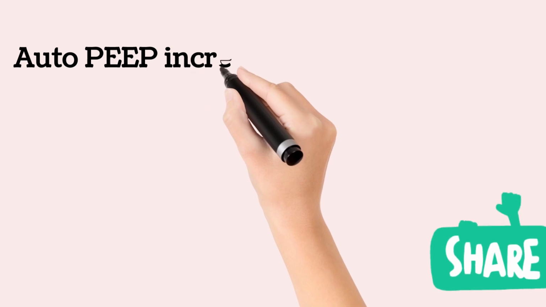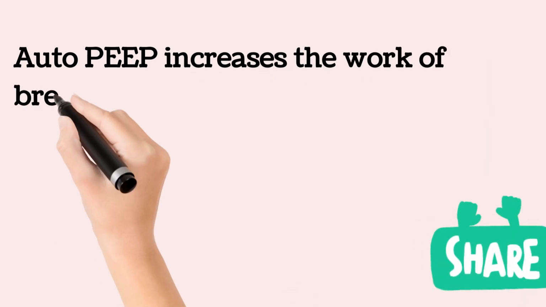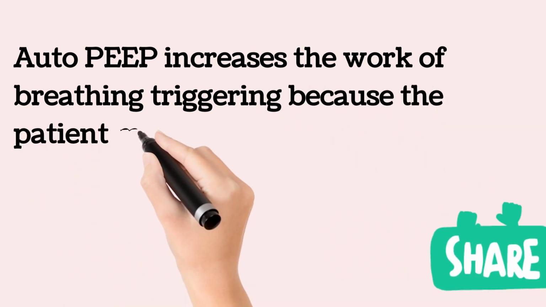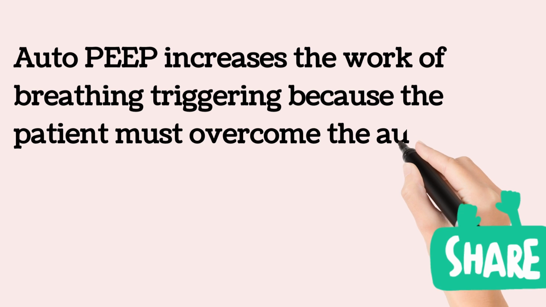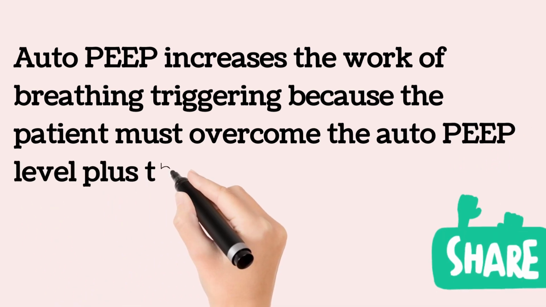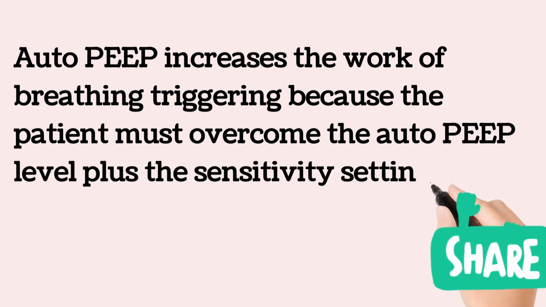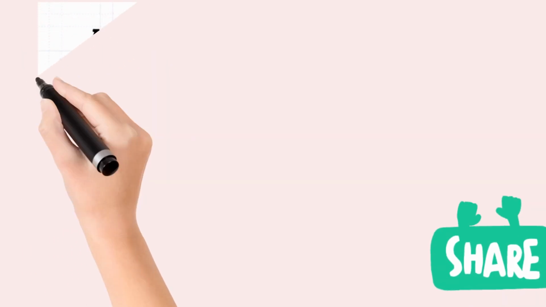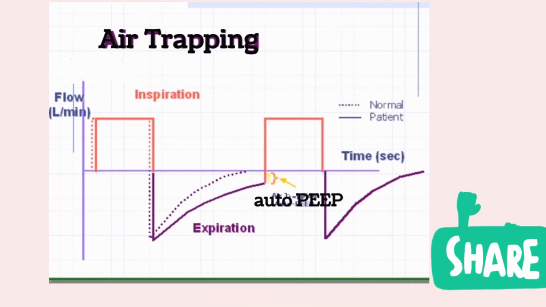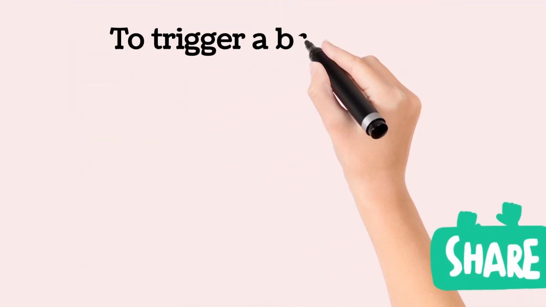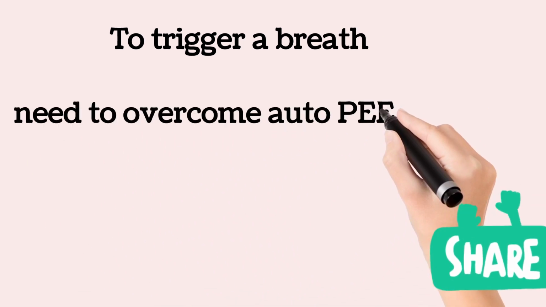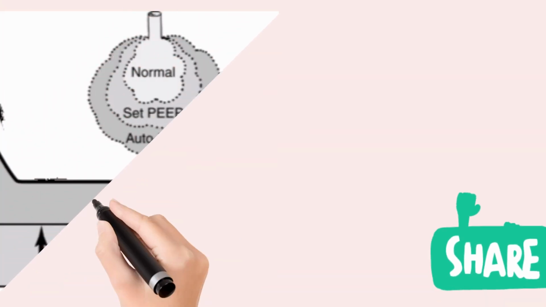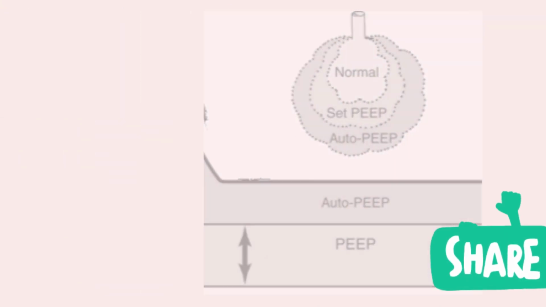Work of breath triggering is increased by Auto-PEEP, as the patient must overcome the Auto-PEEP level plus the sensitivity level to trigger the breath. For example, a patient has an Auto-PEEP of 6 cm of H2O and the sensitivity is set at 2 cm of H2O below the end expiratory baseline pressure. In this case, the patient would need to generate a total negative pressure of 8 cm of H2O, that means 6 cm of H2O for Auto-PEEP and 2 cm of H2O for the sensitivity.